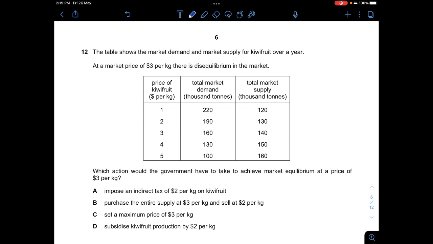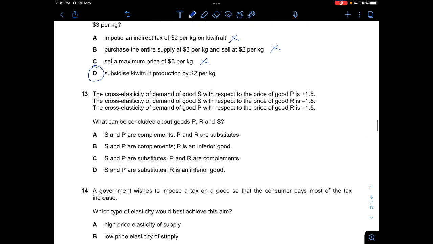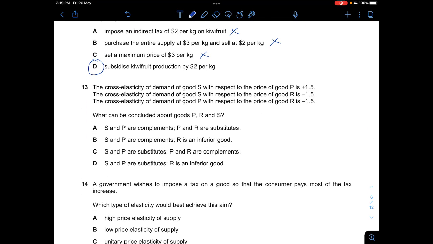So A, if you impose an indirect tax of $2 per kilogram, your supply will then drop to 120. So nope, this is not the right answer. B, it says purchase the entire supply at $3 per kilogram and sell at $2 per kilogram, which is also wrong. C, it says set a maximum price of $3 per kilogram, which is wrong. And D, it says subsidize kiwi fruit production by $2 per kilogram, which is correct, because if you subsidize, then the price of kiwi fruit that the producer gains will be $5, and then they can sell 160,000 tons. So that'll balance out the 160 at the total market demand. So the answer is D.